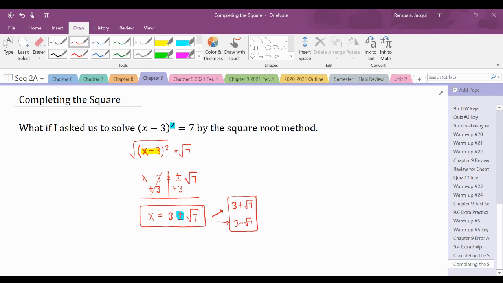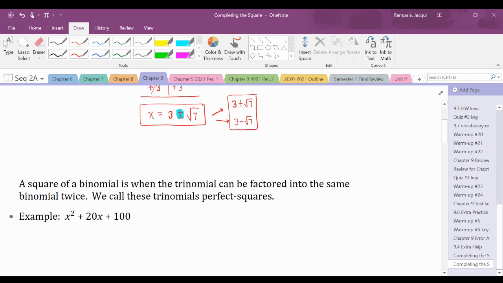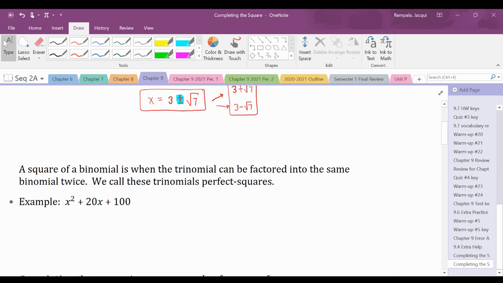So that's going to come and help us in a little bit. But the next thing I want to talk about is something called the square of a binomial, which is when the trinomial can be factored into the same binomial twice. We call these trinomials perfect squares.